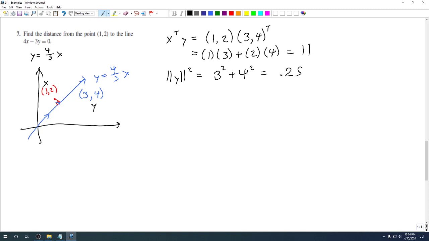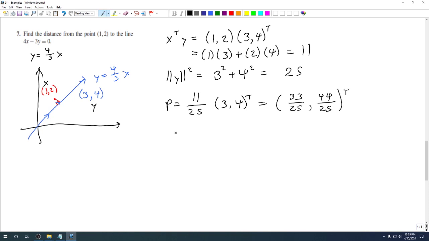Or essentially 5 squared, if you remember the 3, 4, 5 triangles. We use those quite often when we don't want to end up with square roots in our problems that involve the Pythagorean theorem. But still, we're keeping the square on it this time. Our projection, we're going to take this 11, divide by the 25, and multiply it by y. So we're going to multiply it by (3, 4) transpose. Or really what we can say here is that we have the vector (33 over 25, 44 over 25) transpose.